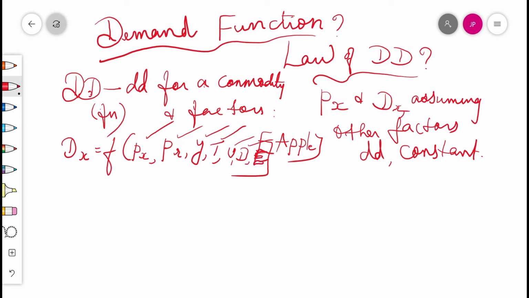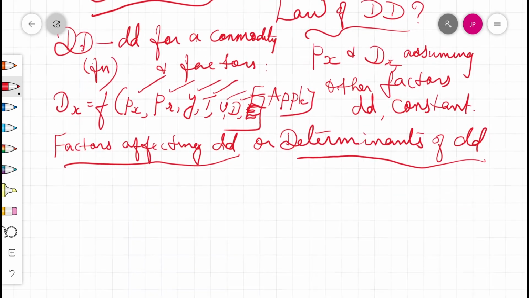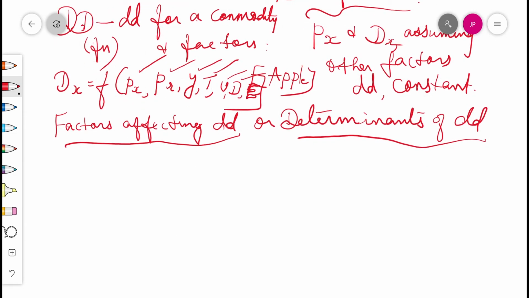These are the factors affecting demand, or we can say determinants of demand. Please underline the heading determinants of demand. What are the factors affecting demand or determinants of demand?